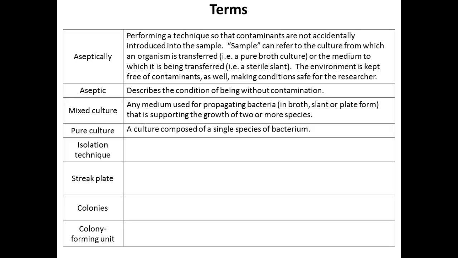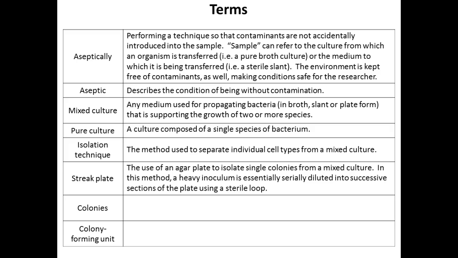We're going to learn an isolation technique, so if you end up with a mixed culture, like we purposely did for our broth, you can separate them out. And the method that we're going to use today is the streak plate method. There are other methods out there for isolating our organisms. This is the most widely used, especially when you have what's referred to as a heavy inoculum. You have a lot of bacteria in that tube.